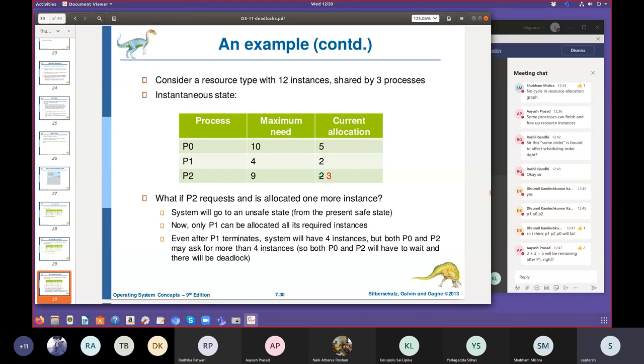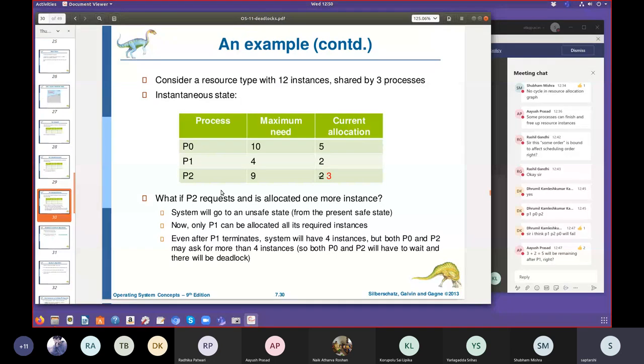So then according to the algorithms which we are going to discuss, this request from P2 should be denied. That means P2 should not be allocated 1 more resource right now. It should be made to wait. Okay, is this clear?